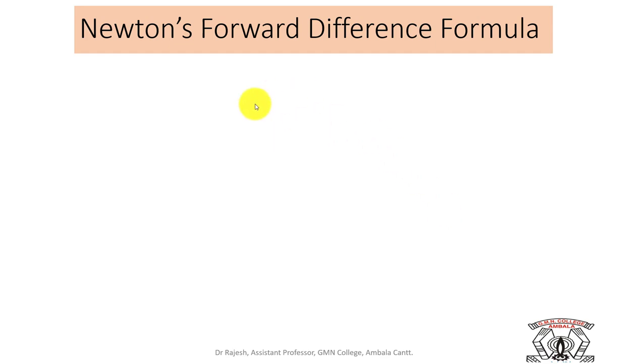Here Newton is the name of the pioneer who laid the foundation for this formula, that is the forward difference formula. So it was given by Newton. So this formula is this one.